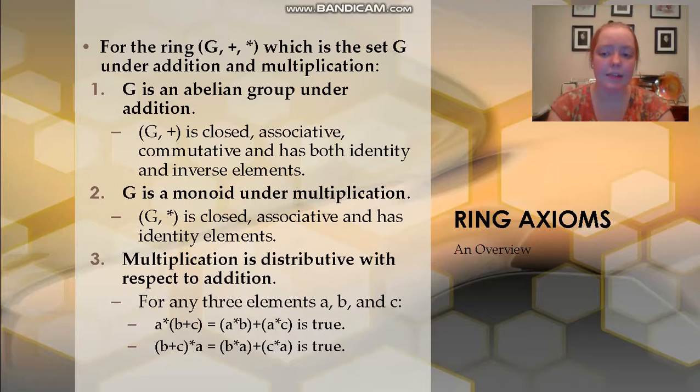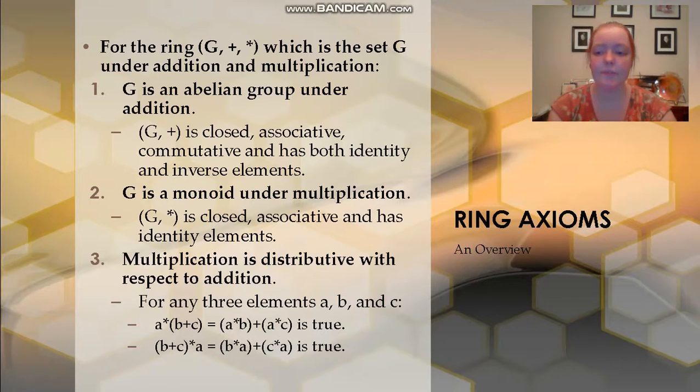The second axiom is that G has to be a monoid under multiplication, which again means that under multiplication, the set G has to be closed, associative, and it has to have an identity element. It may be commutative, it may not be commutative. That doesn't change the fact that it is indeed a monoid.